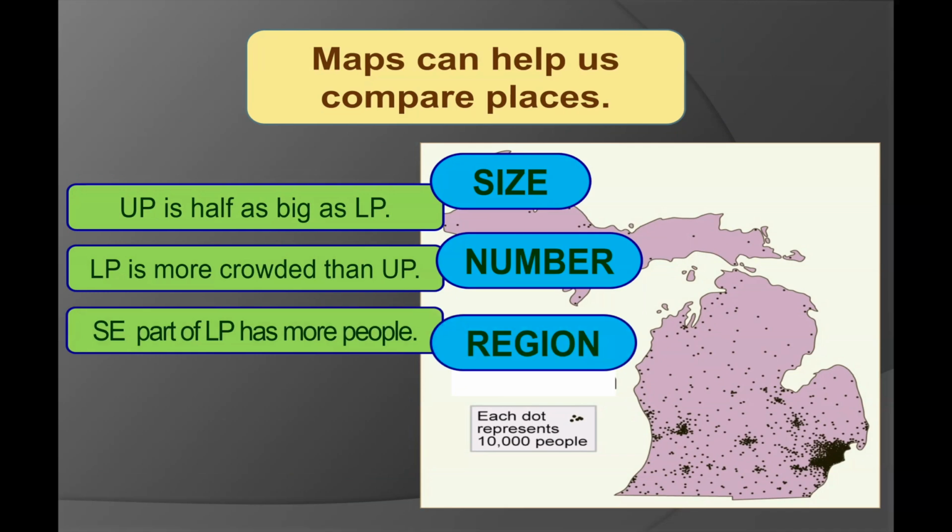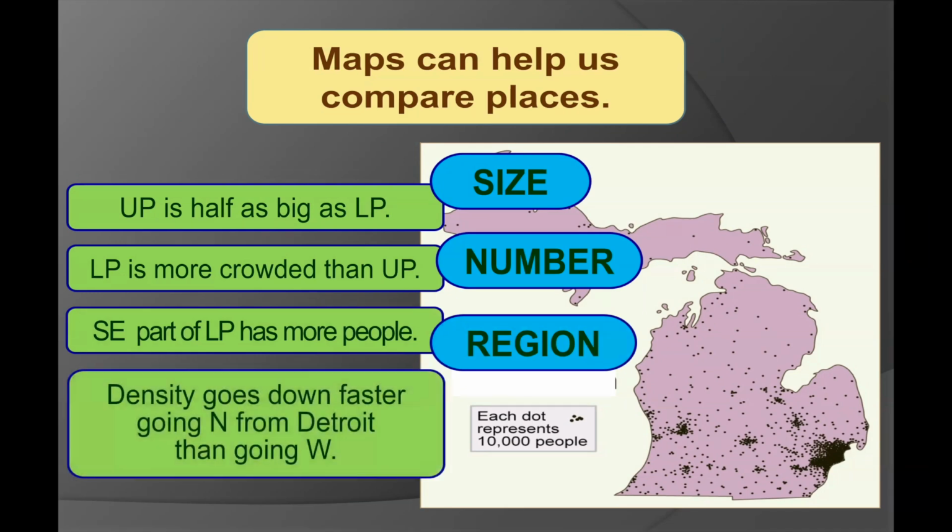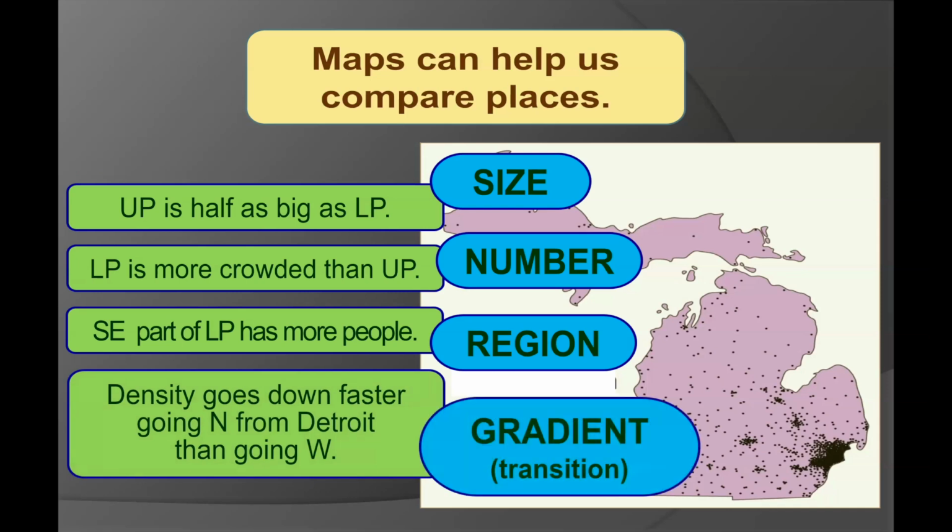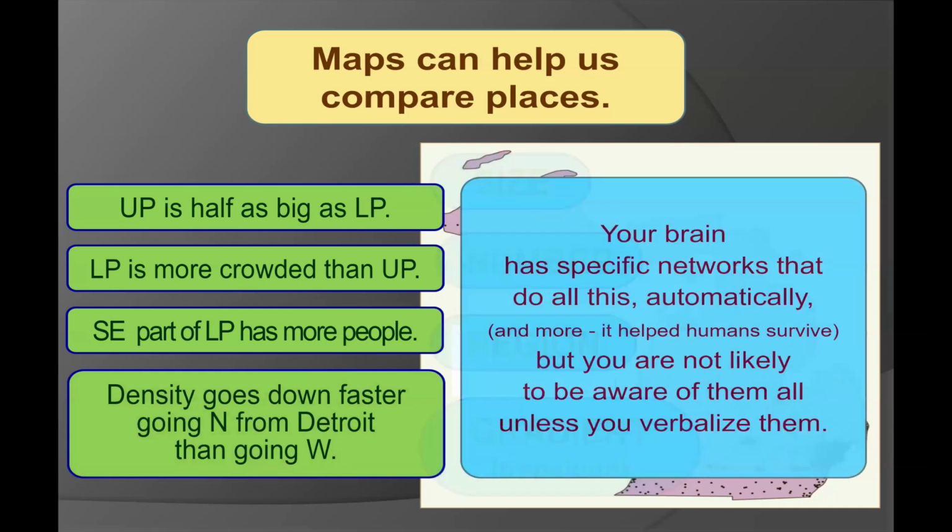Now we're dividing it into regions. The density of dots goes down faster as you go north from Detroit, as opposed to when you go west from Detroit. That's gradient. And those four ideas there are operating through four distinctly different brain networks. And your brain does all of them automatically.